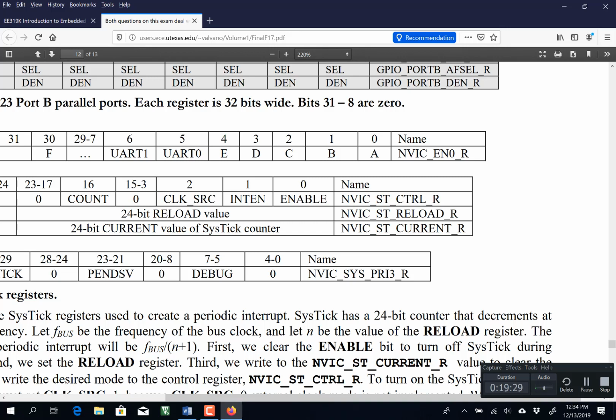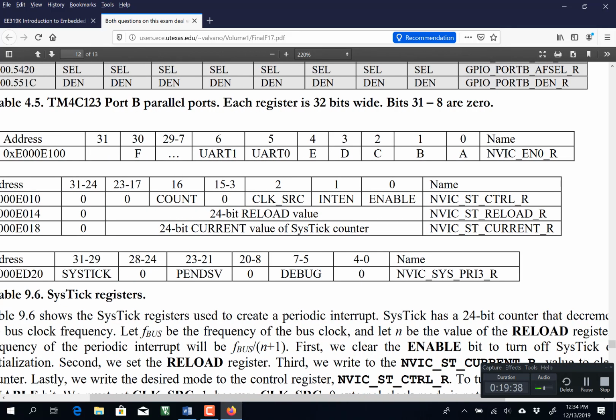And so let's do an easy question, and that is, how do I set the priority of SysTick to a priority equal to 1? Okay? How would you describe each of these priority fields? How many bits wide are they? Do you see it? How many bits wide is the priority field? 3. That's a number between 0 and 7, right? 0 is high priority, 7 is low priority. That's just the way it works.